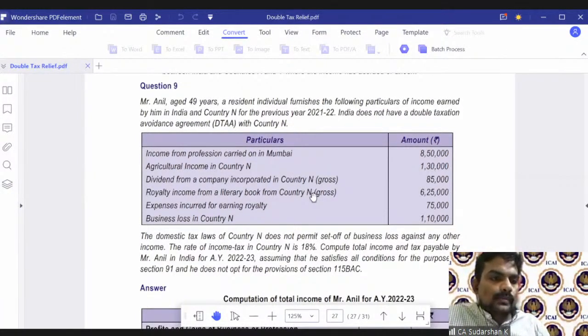I mean, I think that's your final tax payable. So you can verify the answer in question number 3. 548, 520. I think you've got it right. Good, Puneet.